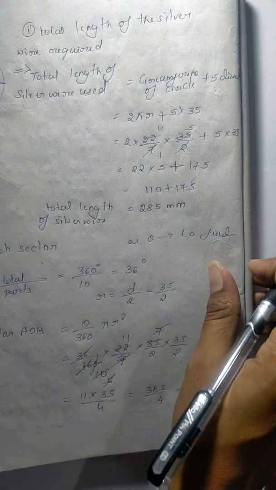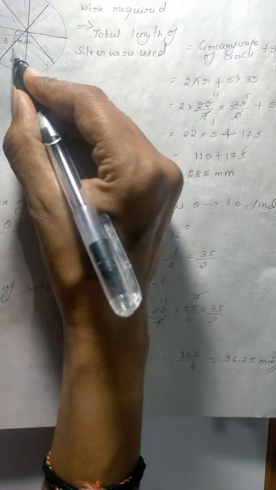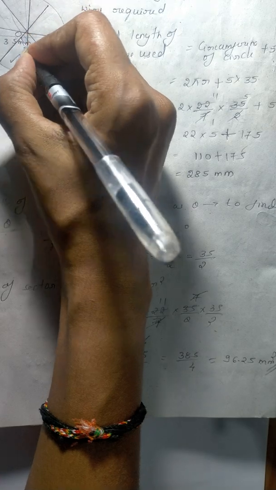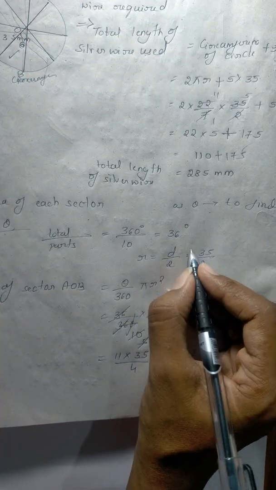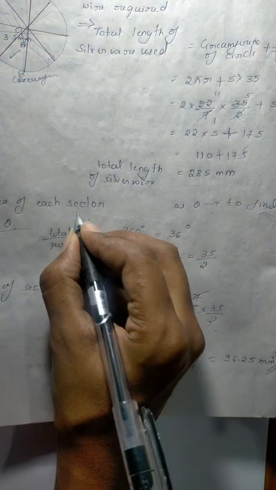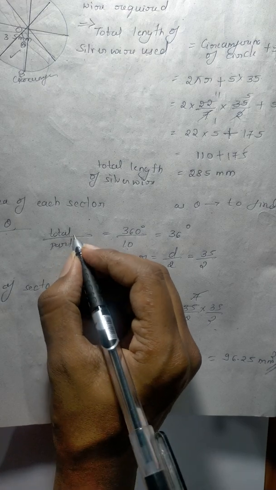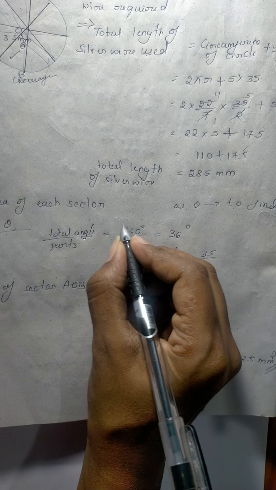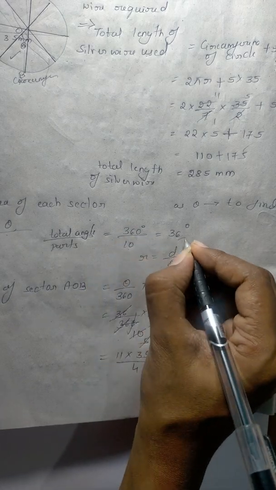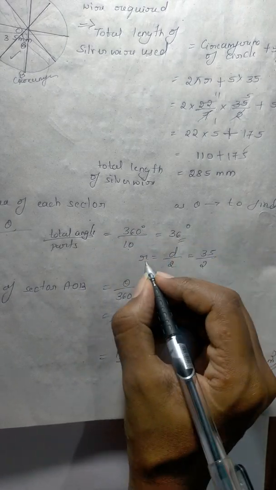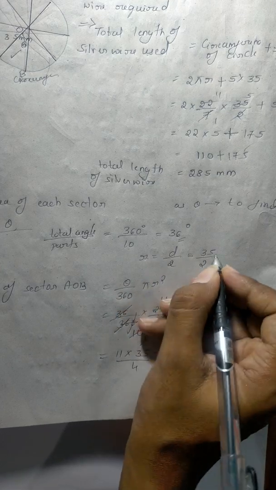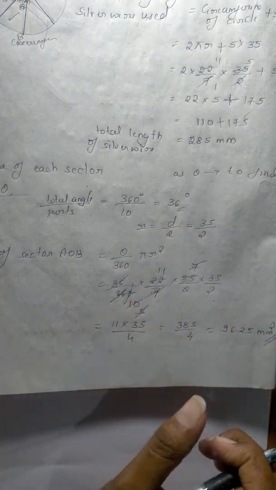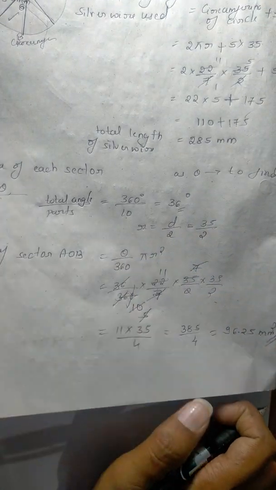Then the area of each sector, as I told, means we need the angle theta. The theta value we don't know, so we have to find it. For the area of the sector, we take the total angle divided by how many parts we have made. The total angle is 360 divided by 10, so we got theta as 36. Then the radius from the diameter is 35 by 2. Then substitute in the formula and try to calculate the value.